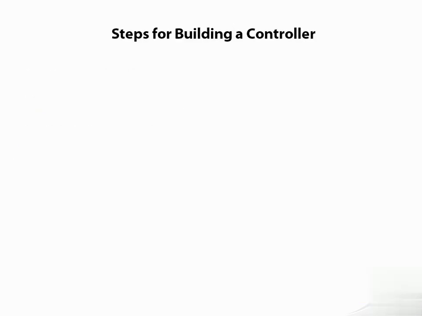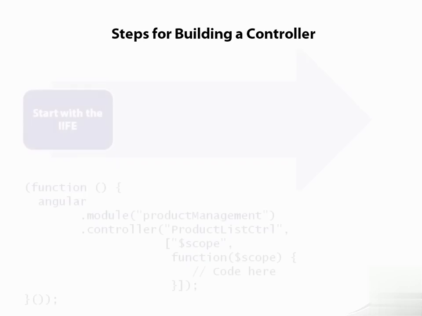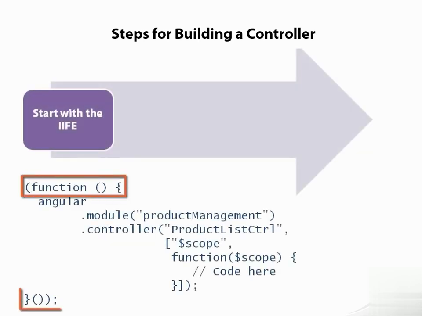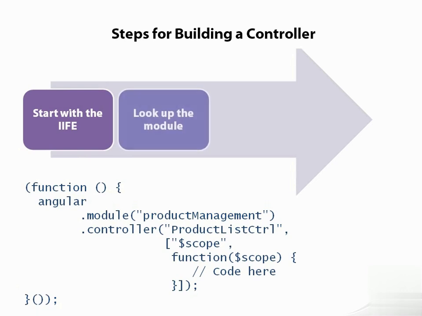Using the registration technique, the steps to creating a controller are as follows. Start by defining the immediately invoked function expression, or IFE. This function will wrap around the entire contents of the controller and ensure none of the controller code is defined in the global namespace. Also, though not shown here, be sure to add use strict. Then look up the module.